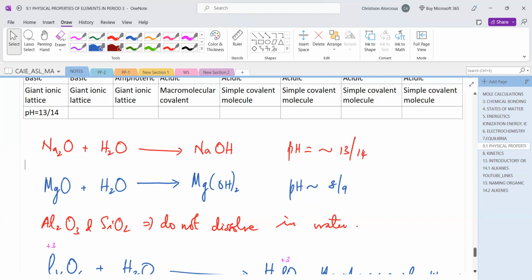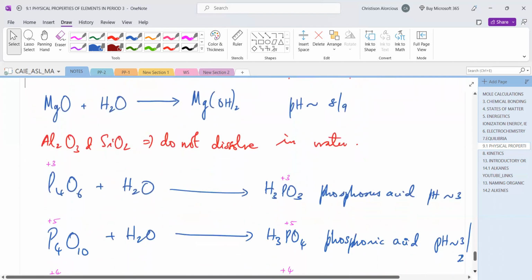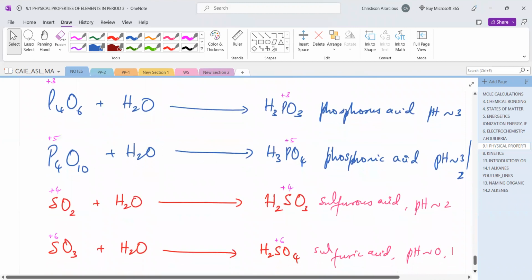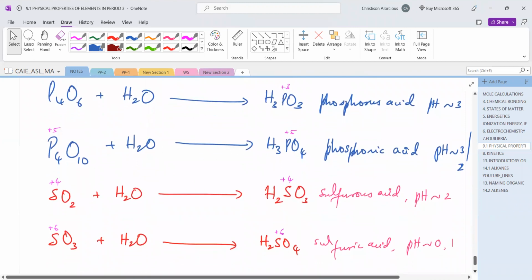We cannot talk about the acid-base nature of silicon dioxide and aluminum oxide here because they do not dissolve in water. The oxides of phosphorus and sulfur react pretty vigorously with water to produce acidic solutions.